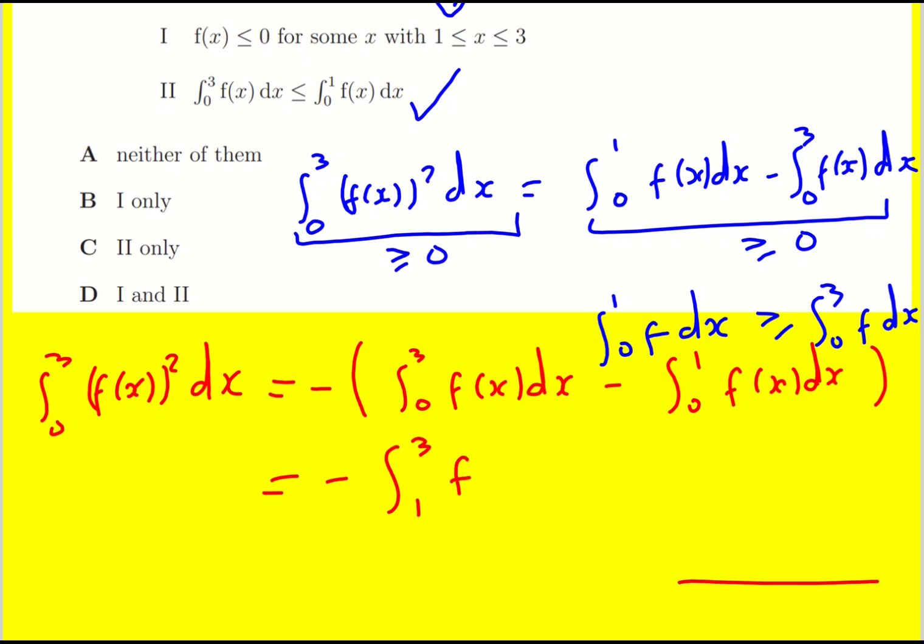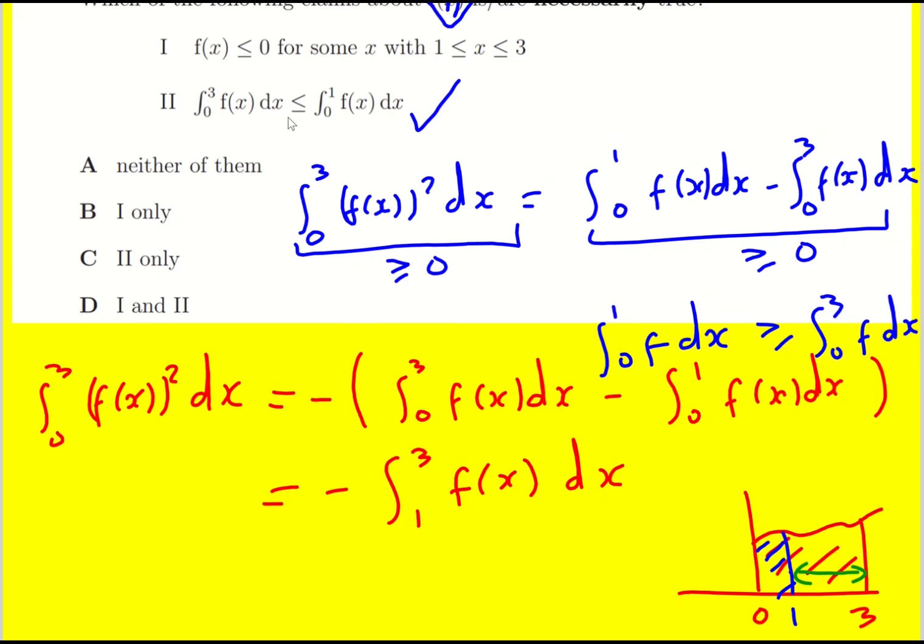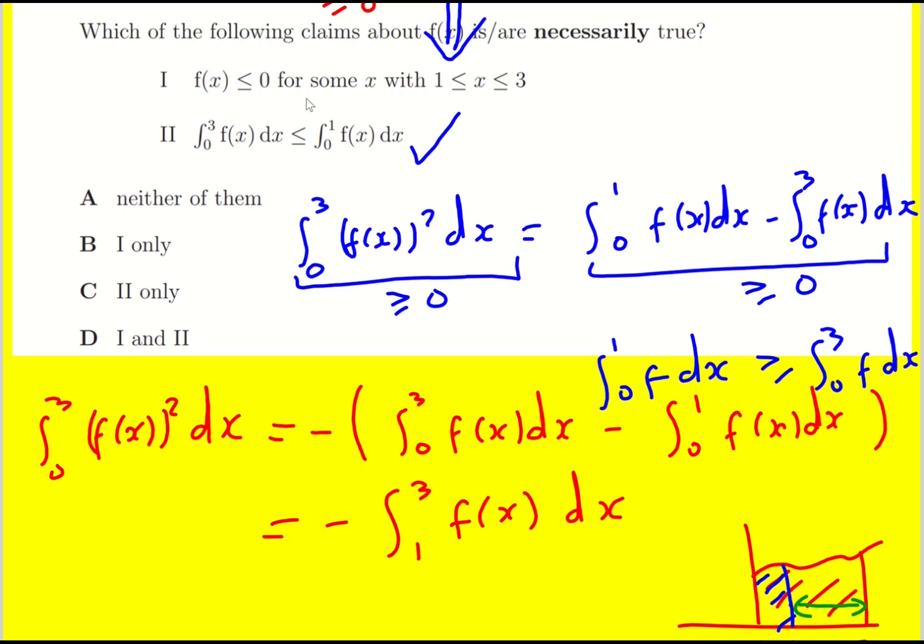Because think about it. If I'm finding the area between 0 and 3, but then I am subtracting the area between 0 and 1, we're going to be left with the area between 1 and 3. It's a little bit more clear. And then, can f of x be less than or equal to 0 for some x between 1 and 3?